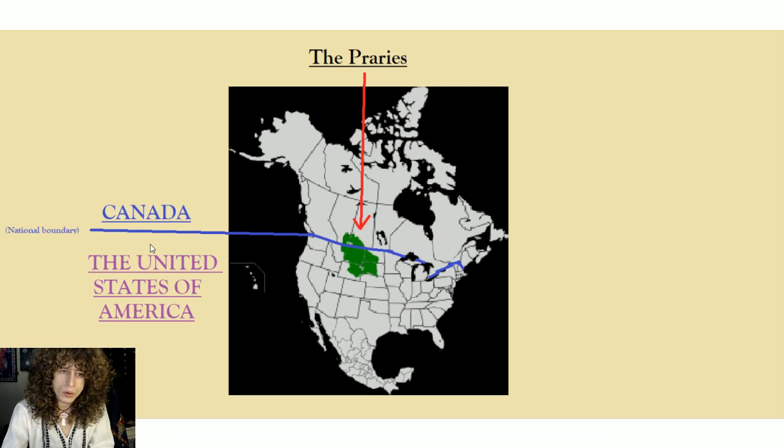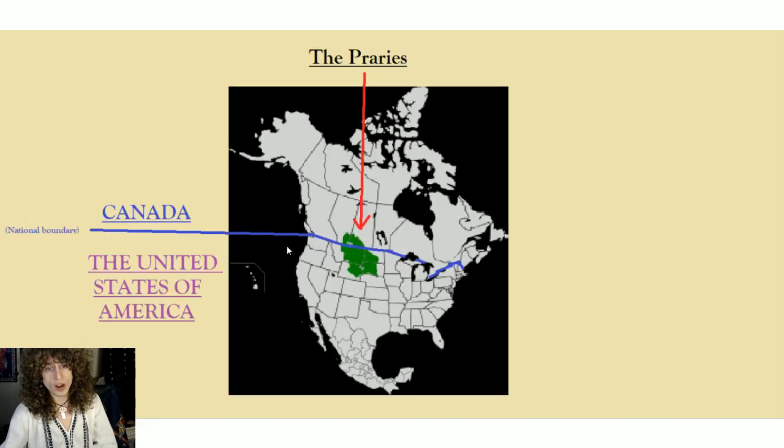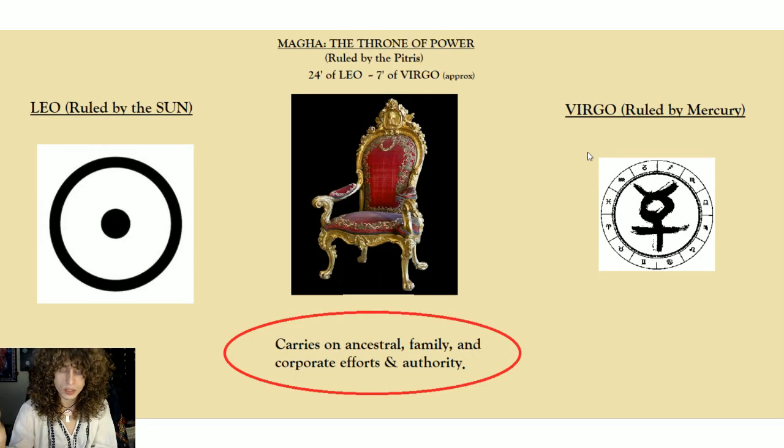Now, for our purposes, we're going to hypothetically imagine, because this is the picture I'm trying to build here, to show that Magha is on the border of Leo and Virgo, in the same way, essentially, that the prairies, which is like Magha, the nakshatra, the ecozone, is on the imaginary border between Canada and the United States of America. In the same way, Magha, the constellation, is in between Leo and Virgo.